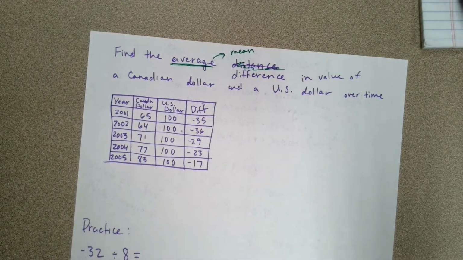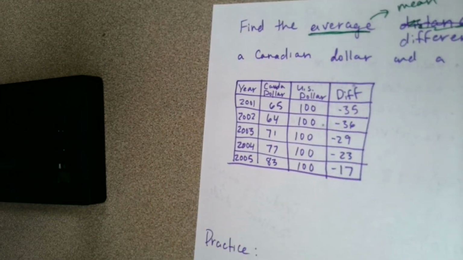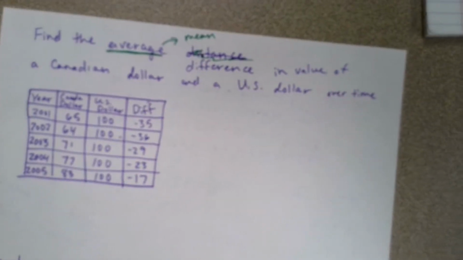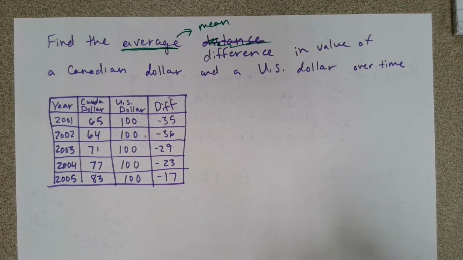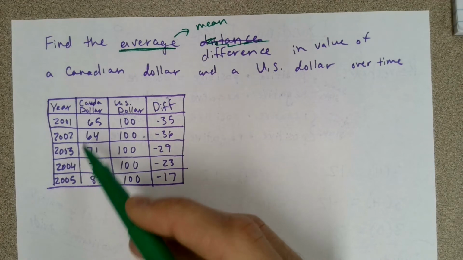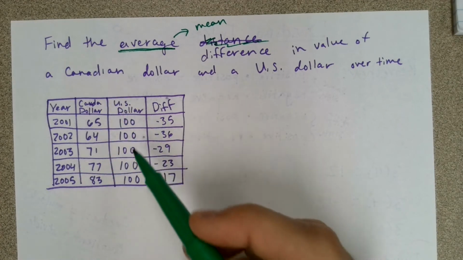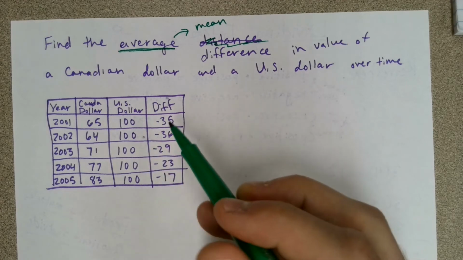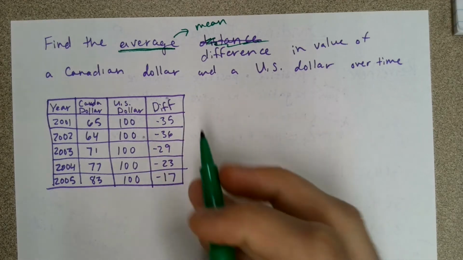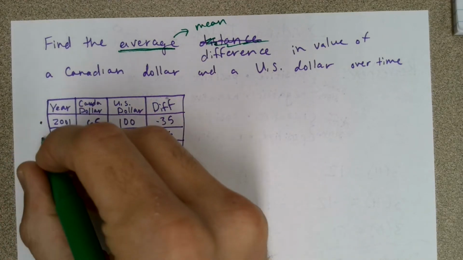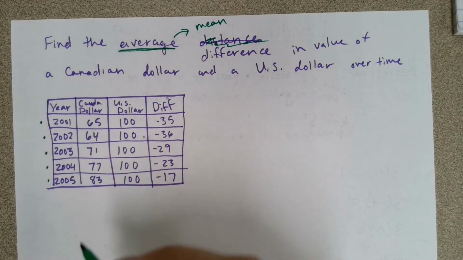And I have this little chart right here. Let's see if I can zoom in a little bit for you. Perfect. So we're trying to find the difference over time, and they gave us the difference in a column over here. They tell us the year, not super important, the Canadian dollar price, the US dollar price. Notice the US dollar has been at $1 the entire time, and the difference right here. So I know when I'm finding the average, I have to figure out how many different things I'm finding the average for. In this case, 5.